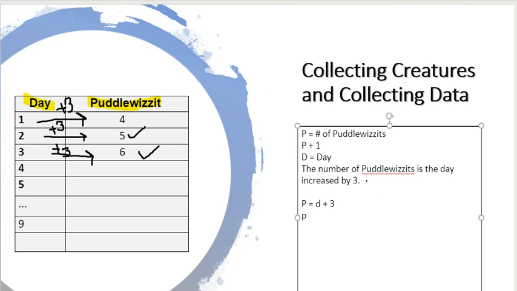Let's see if we can use numbers from our t-table to prove that we are correct. So instead of writing D this time, we're going to take 1, day 1, and we're going to see if P is in fact equal to 4. Go back to your t-table. In fact, we did collect 4 puddle wizards on day 1. So we see that our equation is working. Let's try day 3. So instead of D, we're going to write not 1, but 3. And 3 plus 3 is 6. And we go back to our t-table and we were correct again. So let's try it with our last number, our number 9, what we want to predict. So we're going to replace D with 9, and 9 plus 3 is 12. So we know that on day 9, we are going to find 12 puddle wizards.